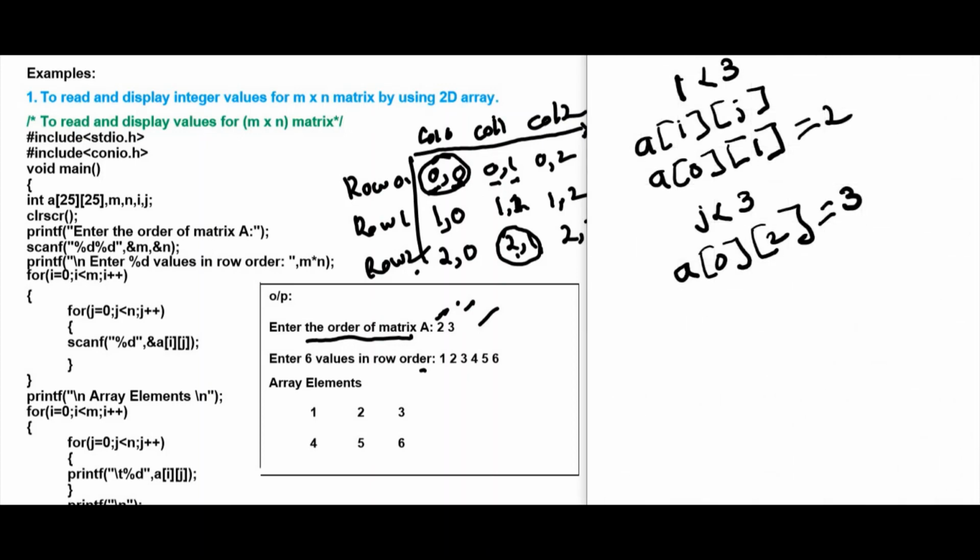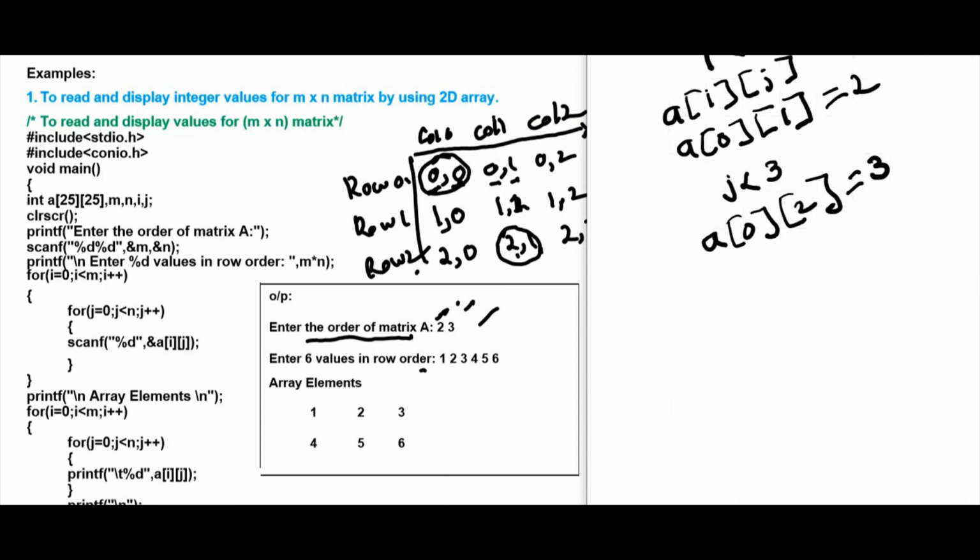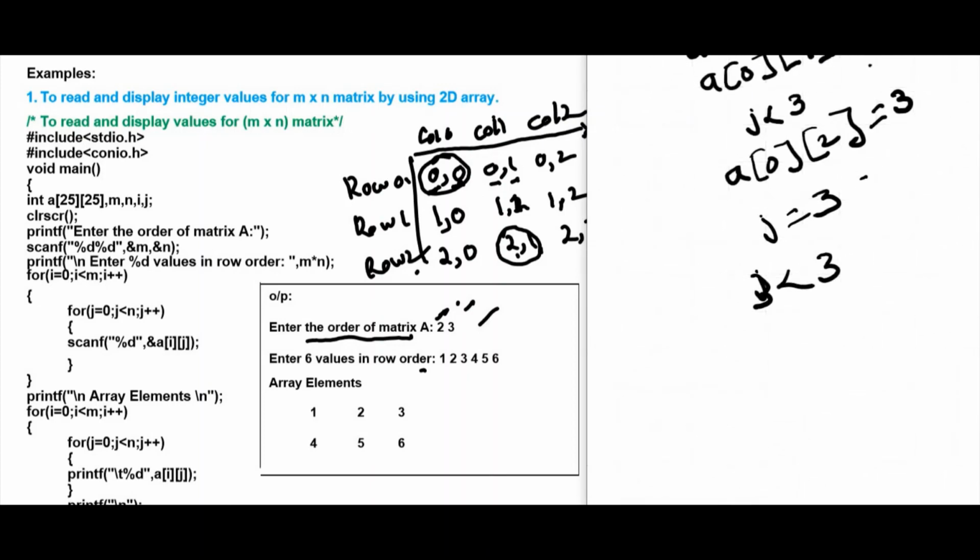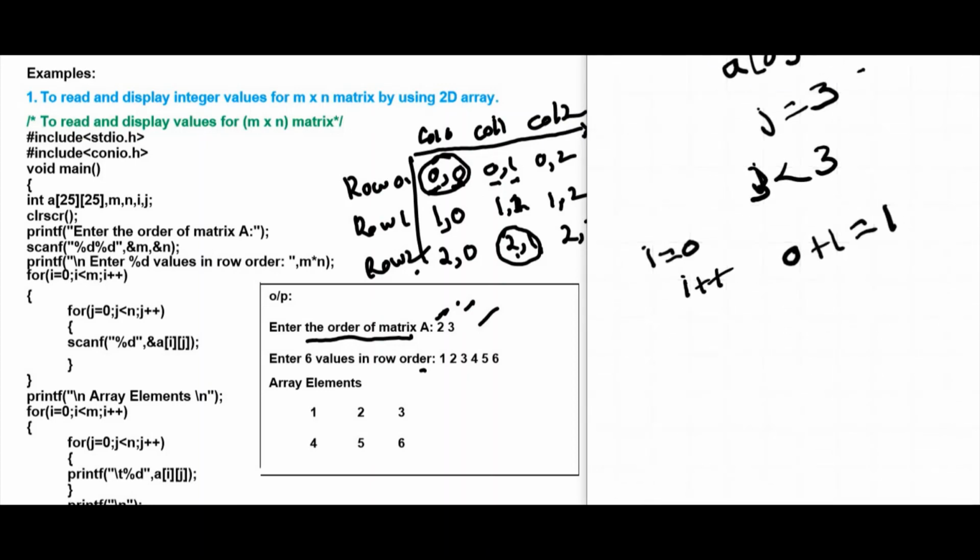Now when the j value becomes 3, here the j value was 2, here the j value will become 3. When it becomes 3, we will check before starting the loop, is 3 less than 3? No, it will come out of the loop. But our outer loop i is still 0. Now this will be incremented. So i is equal to i plus plus, which is equal to 0 plus 1 will be done. Now the value of i becomes 1. And again it will enter the inner for loop.